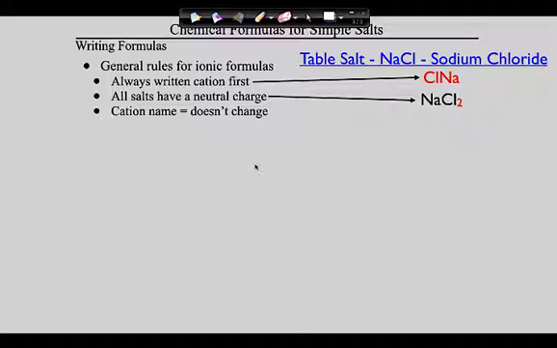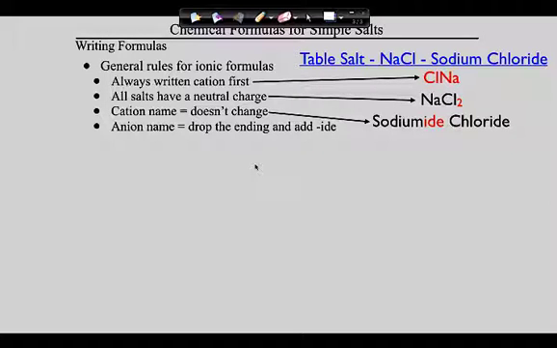But guess what? You already knew that. How do I know that you already knew that? Because this looks stupid. Table salt is not called sodiumide chloride. That doesn't look right. The reason is because the cation sodium's name does not change. Yeah? So guys, what about this last rule?